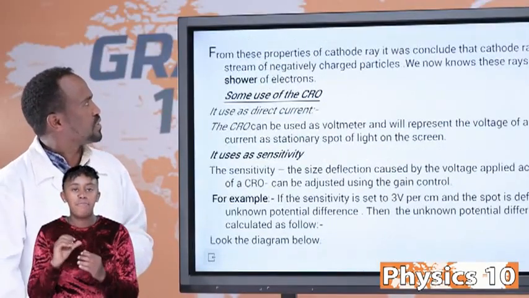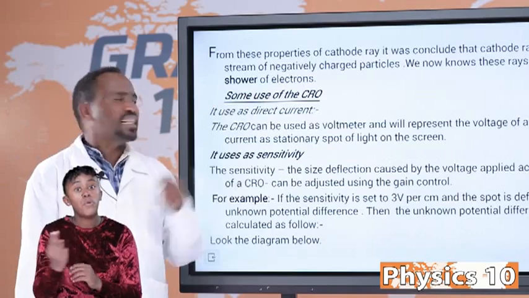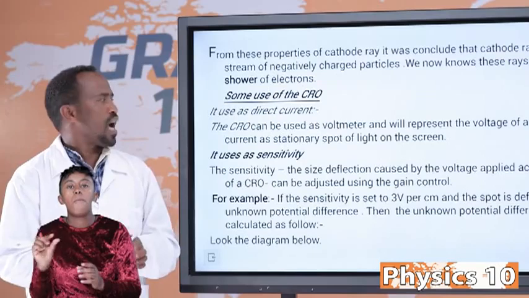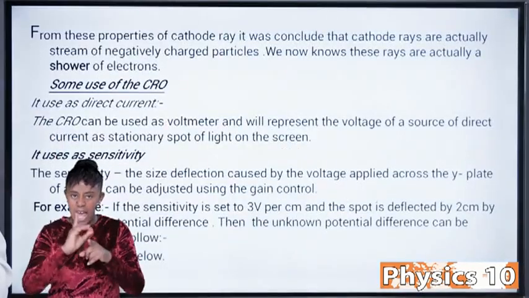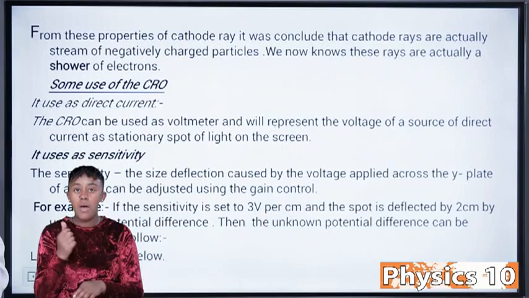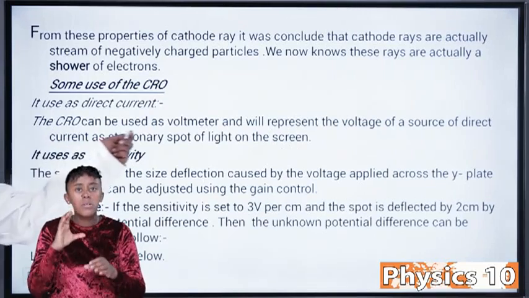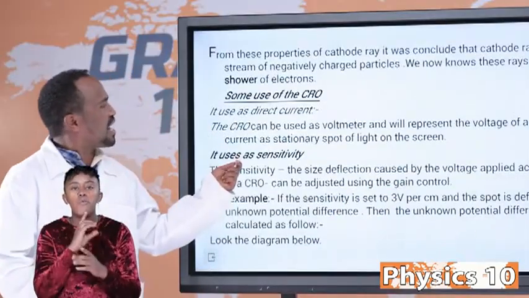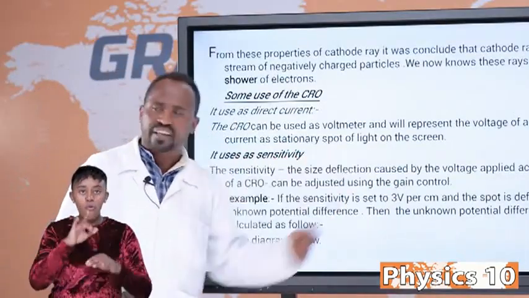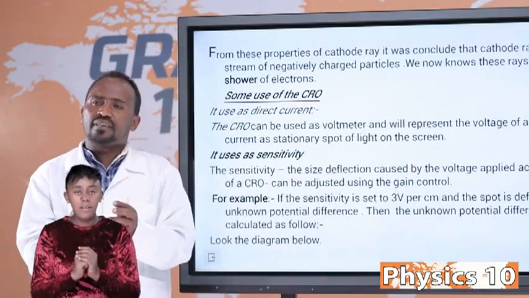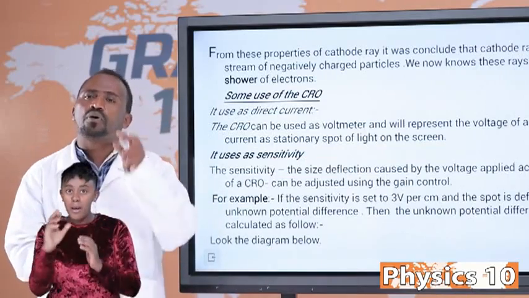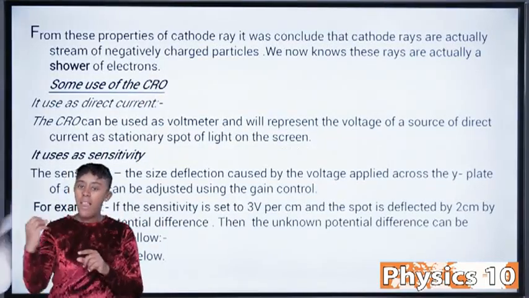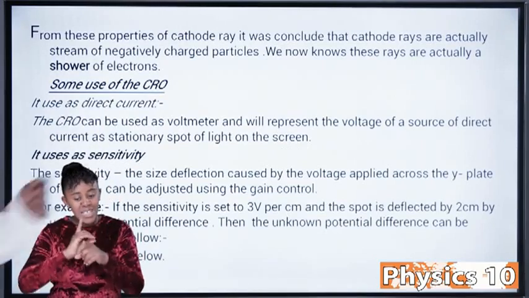Let us jump to the other topics. Some uses of cathode rays. Let us see some uses of cathode rays. Cathode rays have some important uses. Among these, they are used for direct current. We use the cathode ray oscilloscope for direct current because it can be used as a voltmeter, and we represent the voltage of the source of direct current as a stationary spot of light on the screen. When the beam falls on the fluorescent screen, we get a spot of light. Therefore, the cathode ray oscilloscope is used for direct current.